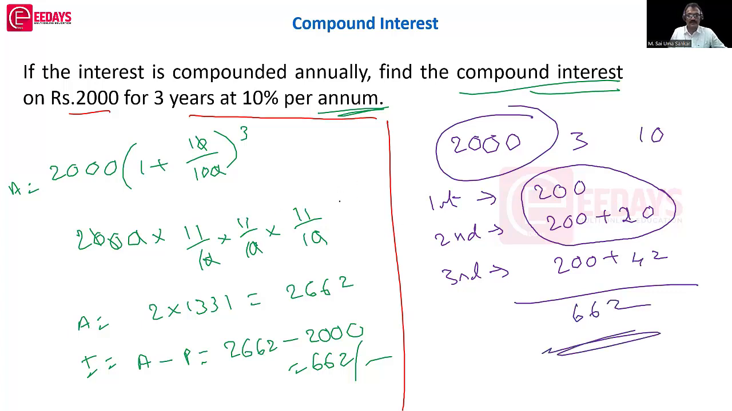So here, apply the formula and then you need to subtract principal from amount. Then only you will get the interest. But what happened in this case? No need to subtract. Directly you will get the answer. Okay?